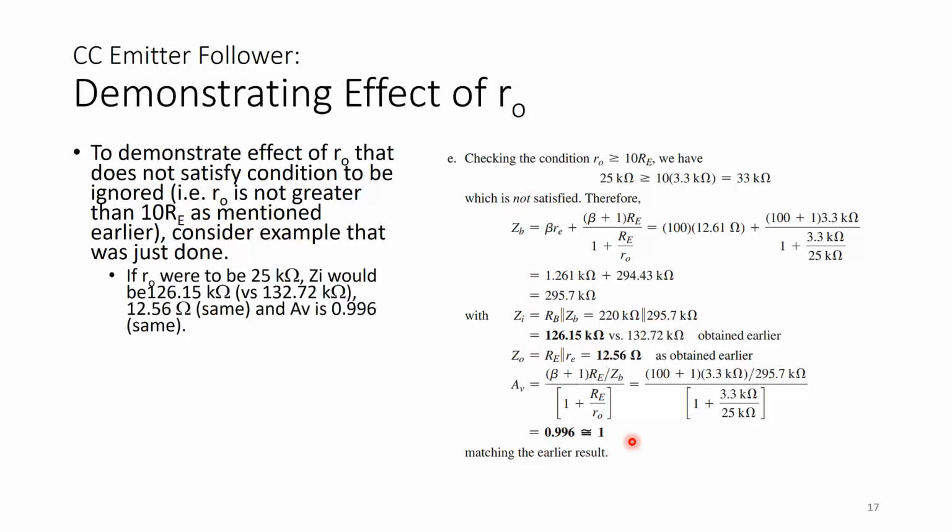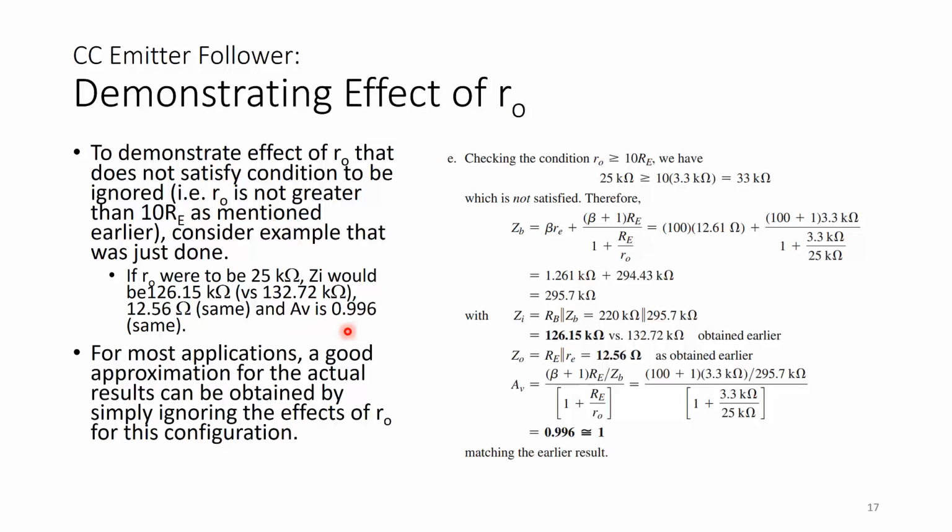So if Rout were 25 kilo ohms instead of approaching infinity, Zin would be 126.15 kilo ohm instead of 132 kilo ohm. Zout would still be 12.56, and voltage gain would still be 0.996, which is close to 1. So what is being demonstrated here is that for most applications, a good approximation for the actual results can be obtained by simply ignoring the effects of Rout for this configuration of emitter follower.